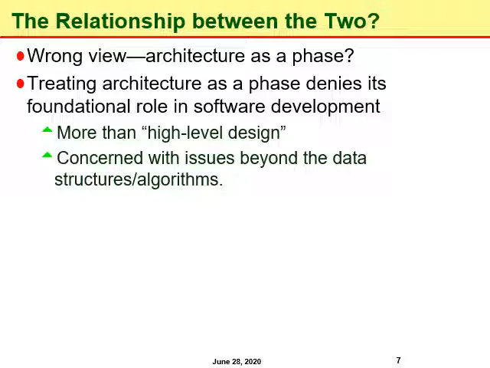Software architecture is concerned with issues beyond the data structures and the algorithms used in the system. For example, the architecture is concerned with interaction between the components so as to enhance the quality in various dimensions, such as in terms of its performance, reliability, scalability, etc. Therefore, the two concepts are actually significantly different from each other.